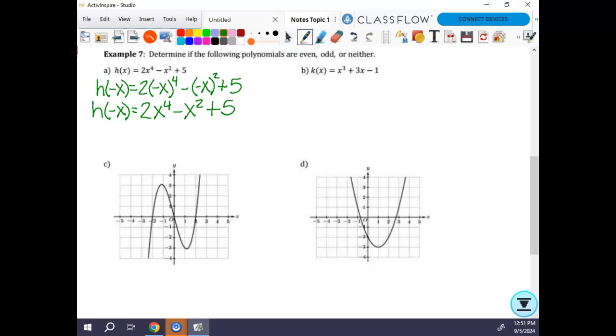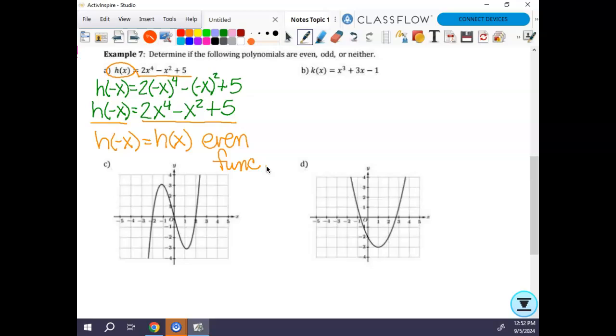Then you ask yourself, is what I have here exactly what this is here? This time, the answer is yes. And this represents h of x. So that means that h of negative x equals h of x. So what kind of function is it? Even. So it is an even function. Okay? Yes, we see that it has an even degree, but that doesn't guarantee that it's an even function. Okay? What questions we got right now?